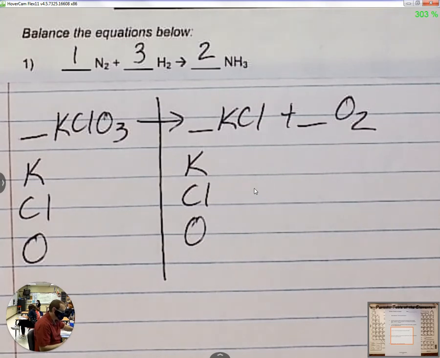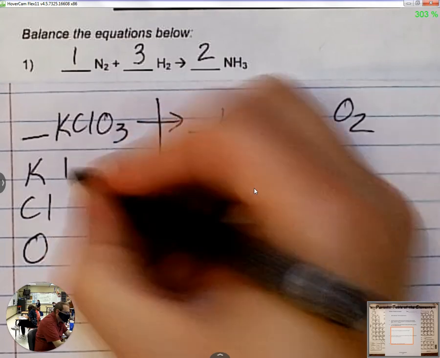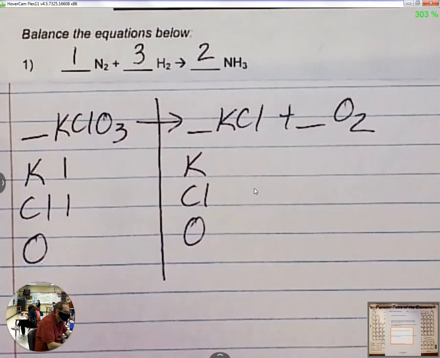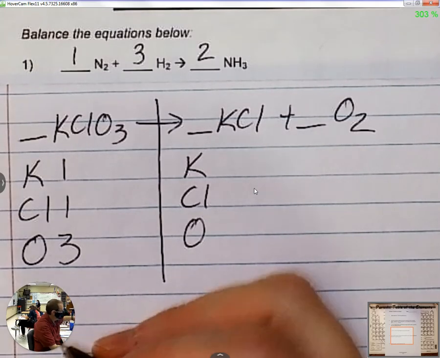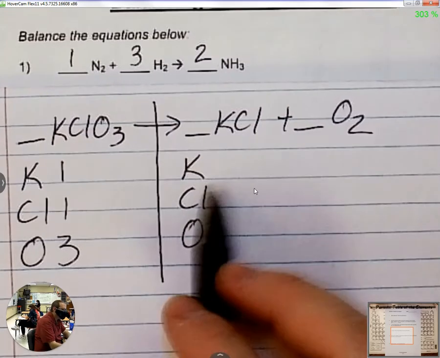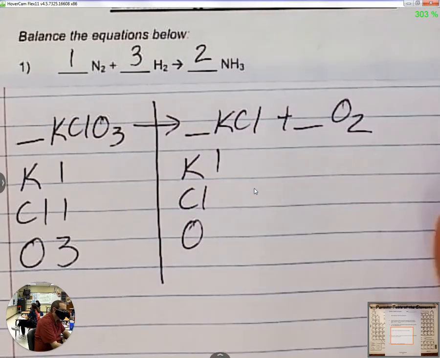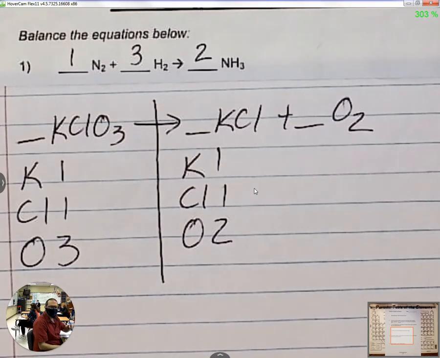Erica, what's my next step? Okay, so Erica, on the left-hand side here, how many Ks do I have? Okay, how many chlorines? How many oxygens? Great. Okay. Haley, on the right-hand side, how many Ks do I have? Okay, how many Cls? How many oxygens? Great. Okay, so going on to step 5, I'm going to fix these one at a time.